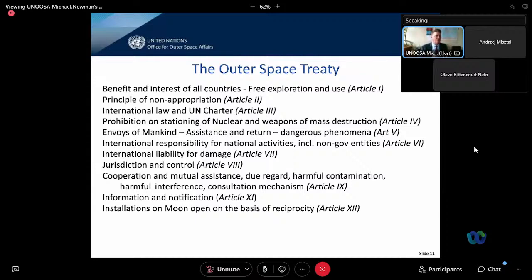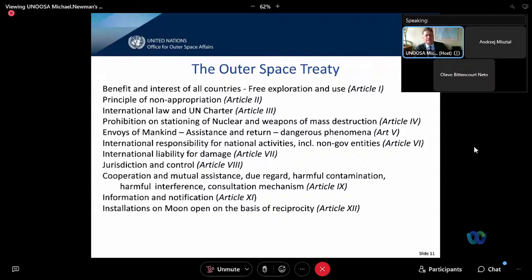It has all of those features, benefits and interests of the countries. We'll have speakers here on this today. The free exploration and use under Article 1. Principle of non-appropriation, we will hear on this from a couple of speakers later today. This is very interesting in the context of our current work. Of course, international law and the United Nations Charter applies. We will hear more on this as well.